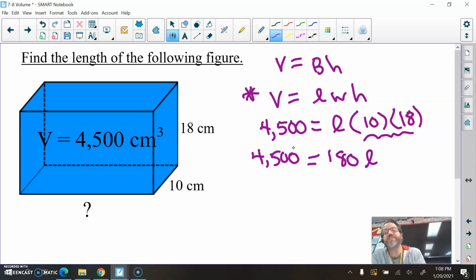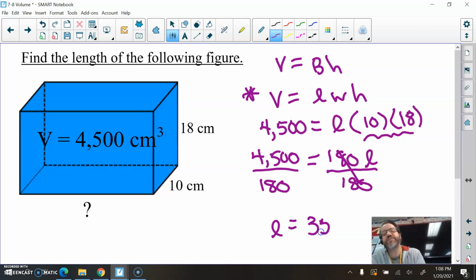And then our last step is to do a one-step equation here. We're just going to undo this multiplying by dividing by 180. Okay? And when you divide by 180, you get L equals 35. Is it 35? I better check my math. 4,500 divided by 180 equals, oh, it's 25. The length is 25. Yeah, I do too much in my head, and it caught me that time, didn't it?